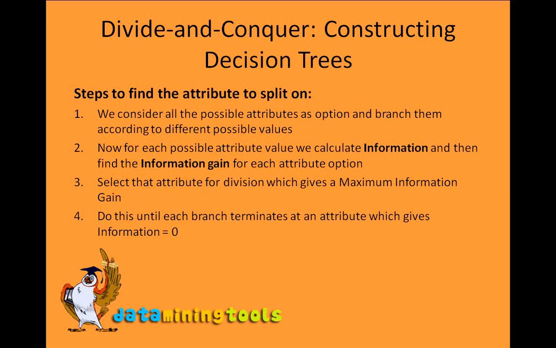These are the steps to find the attribute to split on. We consider all the possible attributes as options and branch them according to the different possible values for each attribute. Now for each possible attribute value, we calculate information and then the information gain for each attribute. In the third step, we select the attribute for division which gives the maximum information gain, and we do this until each branch terminates at a node which gives information equal to 0.